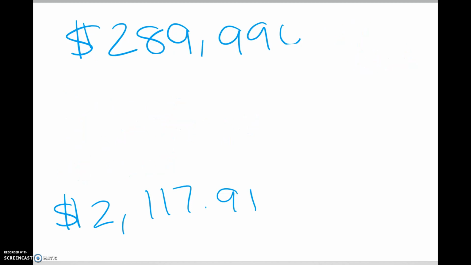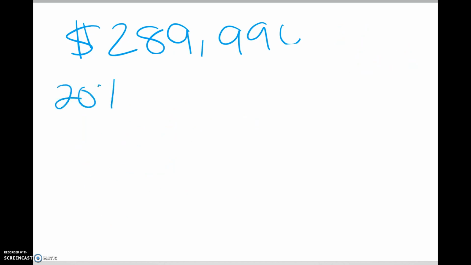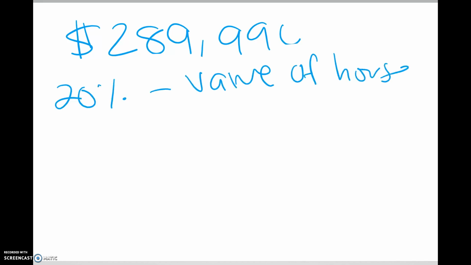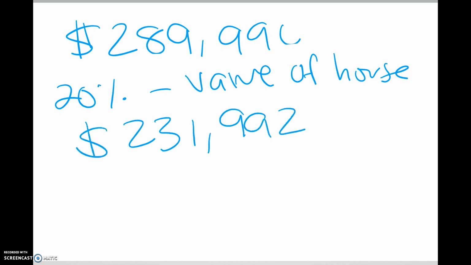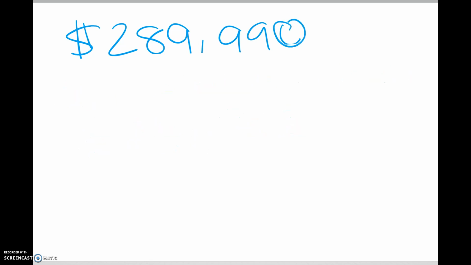So the total principal paid, which is taking the price of the house and subtracting the down payment, we get $231,992. So we took the $57,998, which is the 20% down, and we subtracted it from the total amount of the house, which is $289,990.